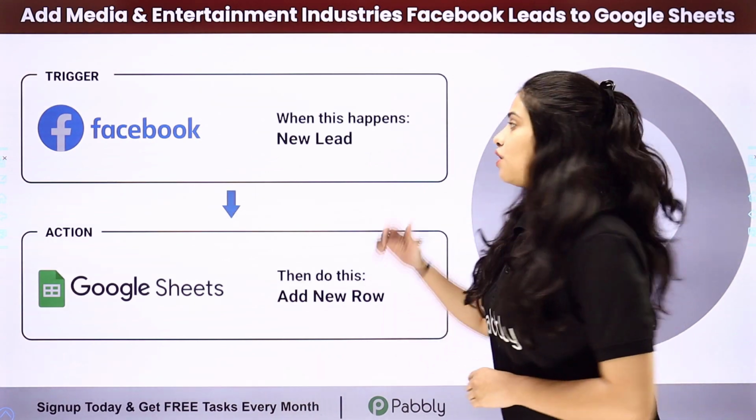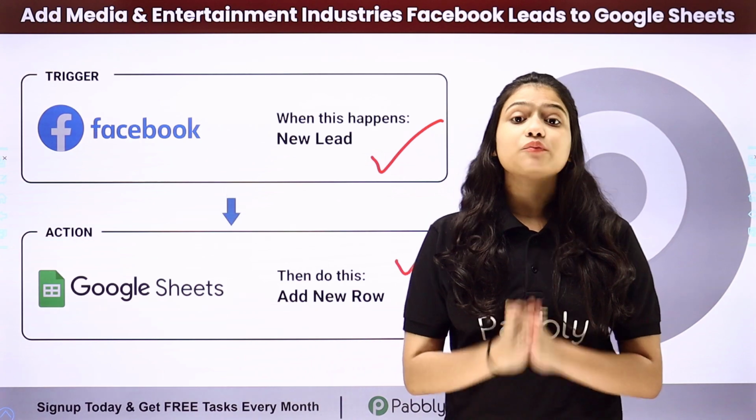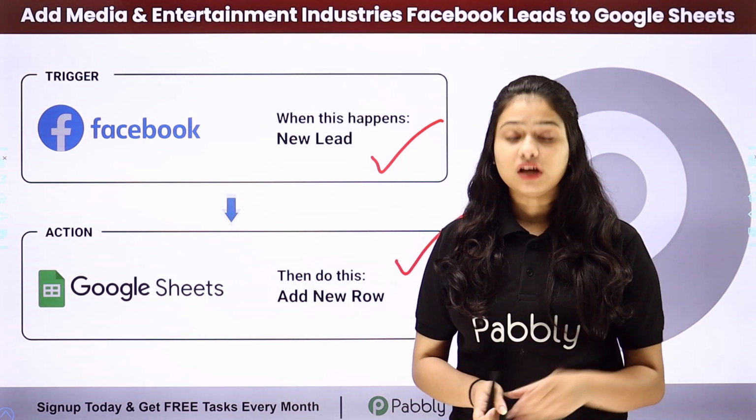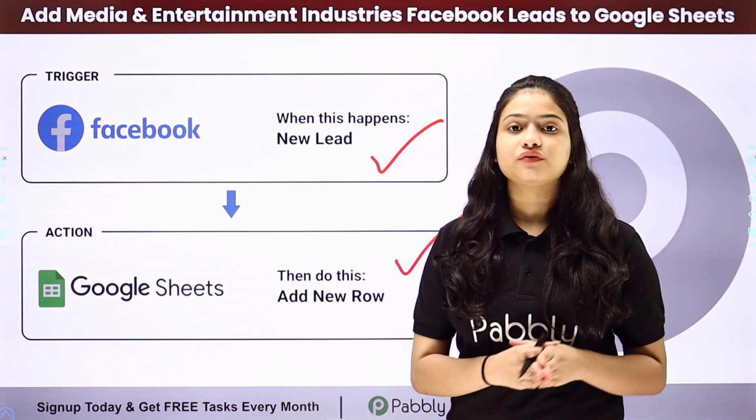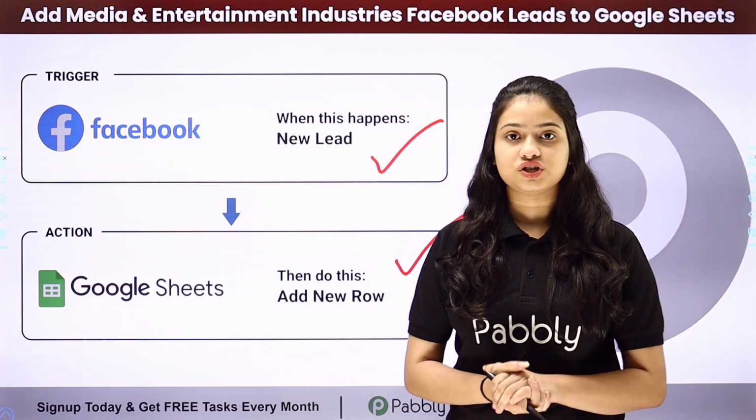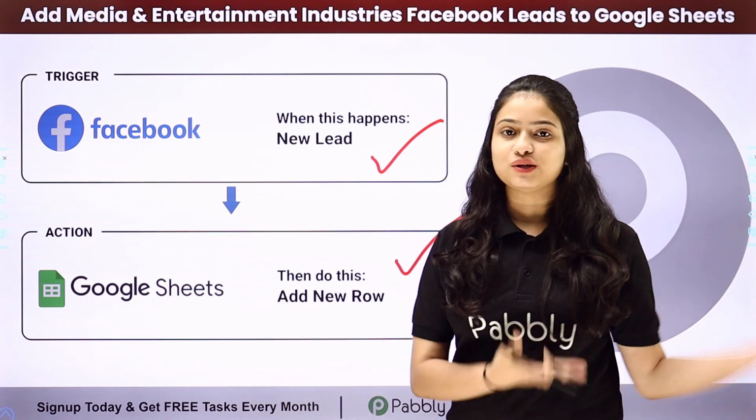Now what we are going to do is, we have Facebook Lead Ads in our trigger and Google Sheets in our action. So we will be connecting both of them by using Pabbly Connect in such a way that whenever a new lead is generated through Facebook Lead Ads, automatically the details of the same lead will be added in my Google Sheets to create a new record. And to learn this entire automation step by step, let me take you all to my screen.